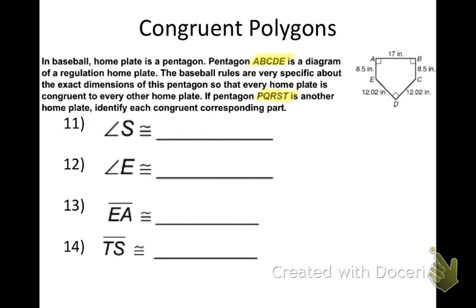All right, so let's look at this one. Number 11, S. S is going to be the same as what, Katie? Angle D. Nice job. Number 12, angle E is going to be the same as what, Anderson? Angle T. Number 13, EA. What's EA going to be the same as, Luis? TP. And 14, TS. What's TS going to be the same as, Heston? ED. TS will be the same as ED. Nice job.